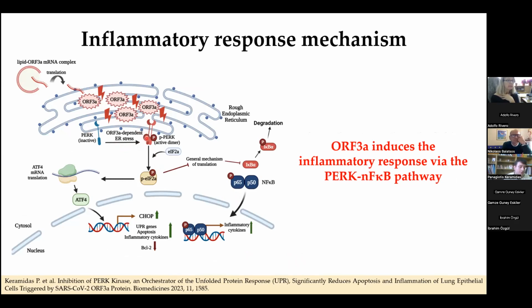After the transfection, ORF3 activates PERK. Activated PERK phosphorylates EIF2A, which inhibits the general mechanism of translation, reducing the expression of IKBA, thus leading to its phosphorylation and degradation. At the same time, there is phosphorylation of the active subunit of NFKB, which translocates to the nucleus, where it can express the inflammatory cytokines.